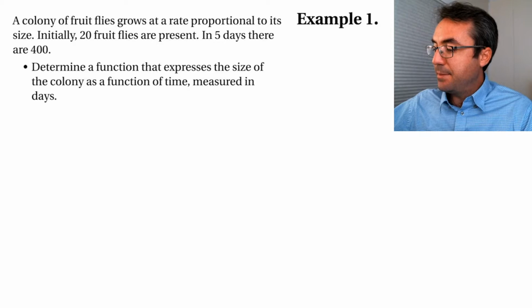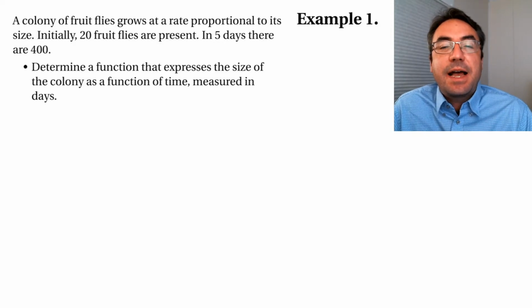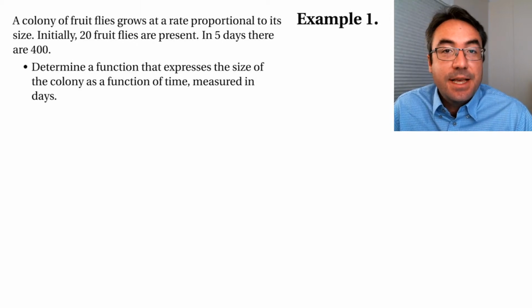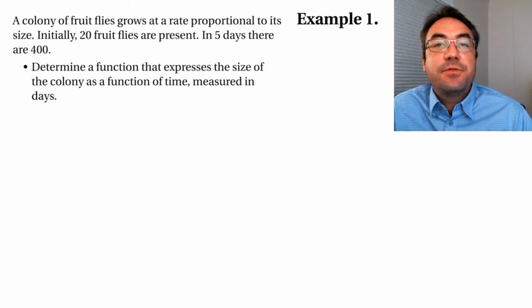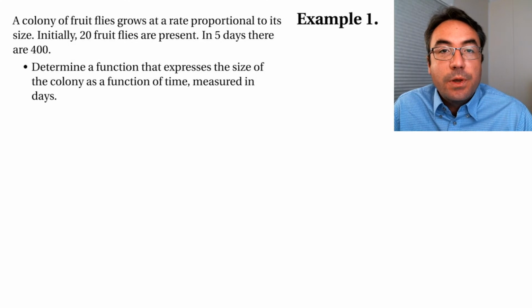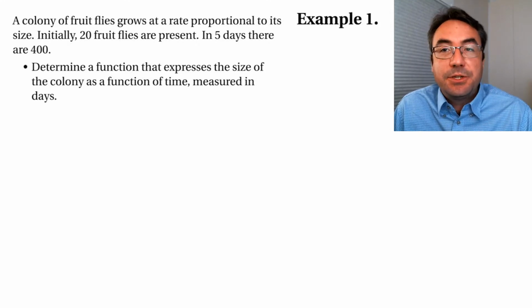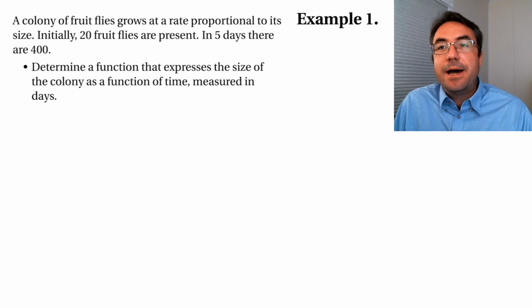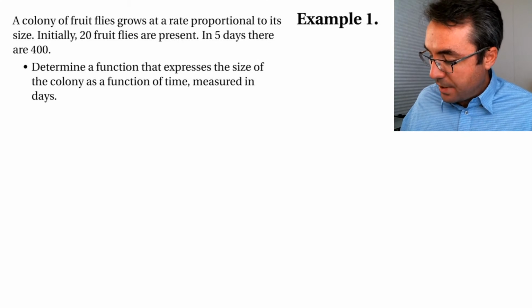So let's look at an example. Let's say that we have a colony of fruit flies that grows at a rate proportional to its size. And initially there's 20 fruit flies that are present, and then after 5 days there are 400. We want to determine a function that expresses the size of this colony as a function of time, where time is measured in days. So we're going to be paying attention to units here. But let's first see what we have to work with.